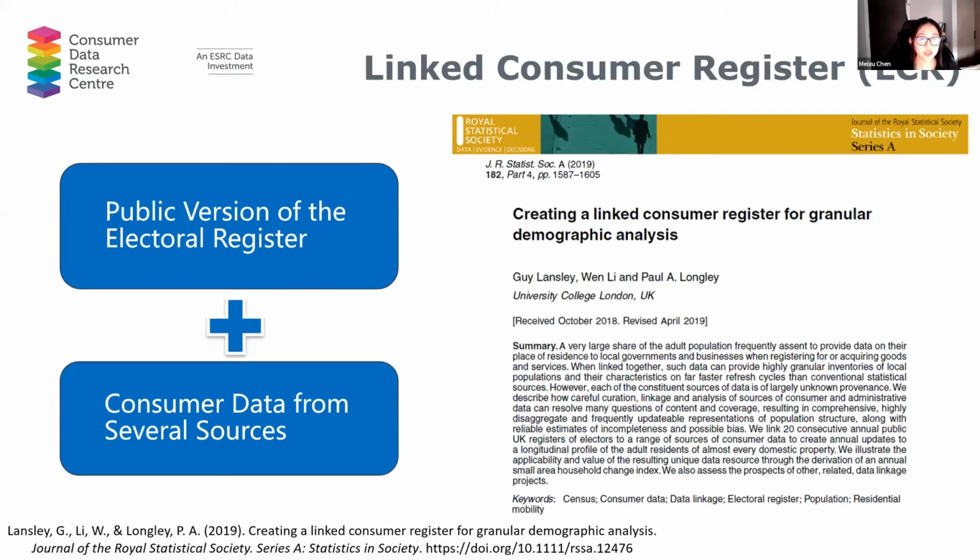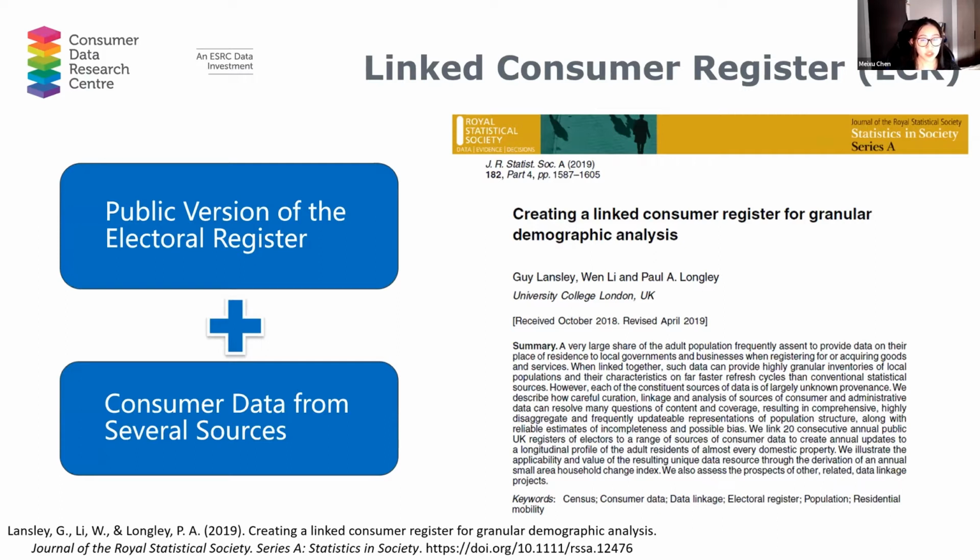Since Joanna has introduced linked consumer register data, I'll just recap a little bit on it. Linked consumer register data was first created by our colleagues in 2019, which is a CDRC secure dataset. It contains the names and addresses for adults in the whole UK on an annual basis that cover 20 years from 1997 to 2016. It was compiled from a reported output from linking public versions of the electoral roll and consumer registers. It covers almost the entire adult population at an individual level.